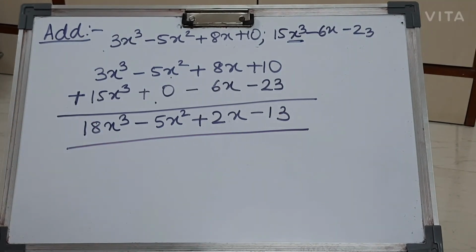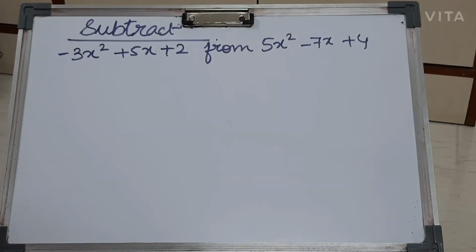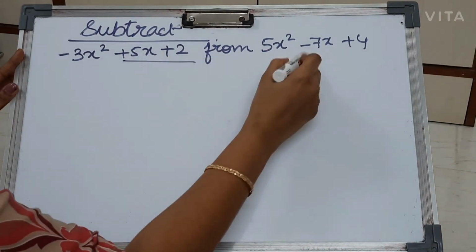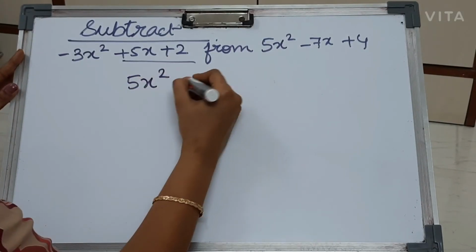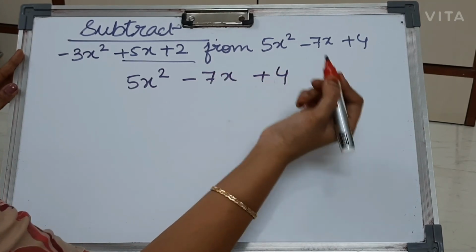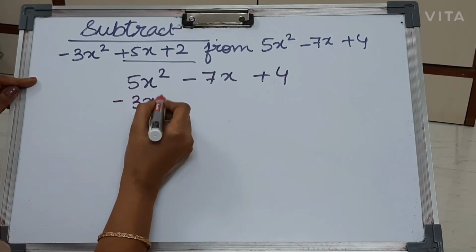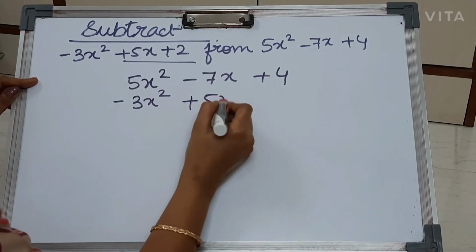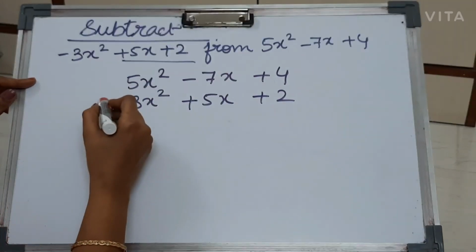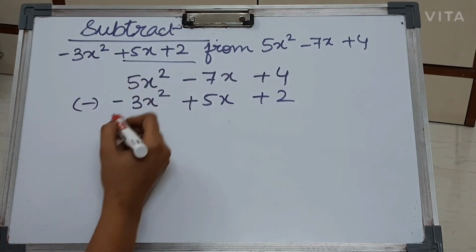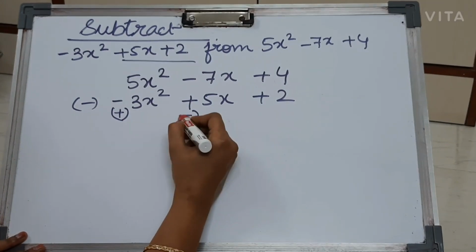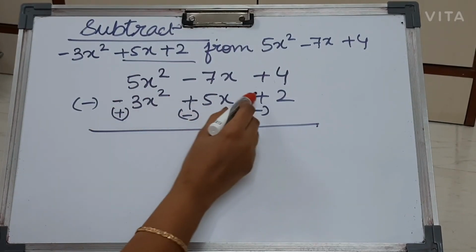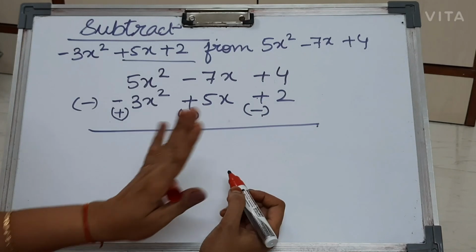Again we will take the subtraction sums also in this. Now this is a sum for subtraction here. We will do it the same way in column method. Subtract this from this. So 5x square minus 7x plus 4. And write here minus 3x square, x square like terms here, 7x from this 5x plus 2. Now when we have to subtract this, what we have to do? We have to change the sign. Like how you open the bracket and change the sign, same here. Now we will not see this sign here. This sign is the new sign which we have to take into account for calculation.